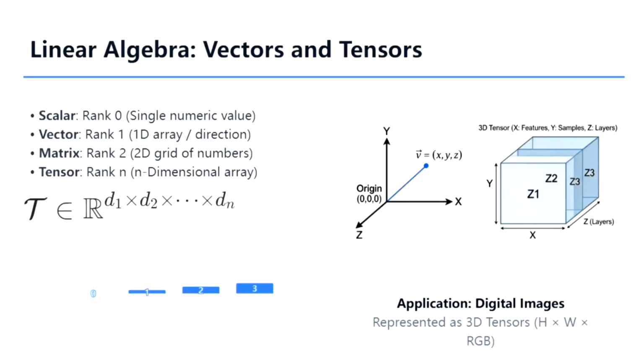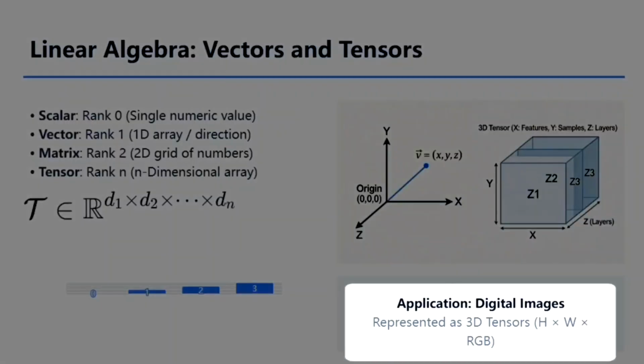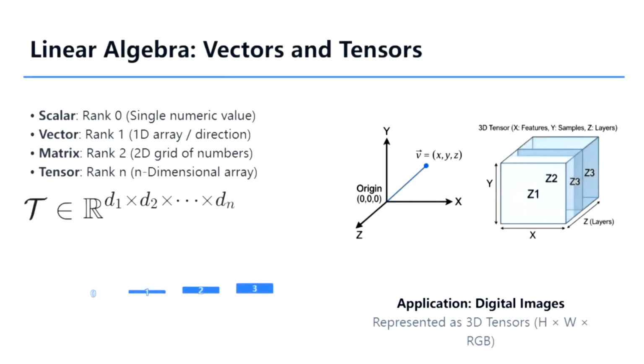A perfect real-world application is a digital image. We don't just see it as a flat picture. The computer sees it as a 3D tensor. It has height and width, but also a third dimension for color channels: red, green, and blue. This structure allows the AI to see and process every detail of the image.